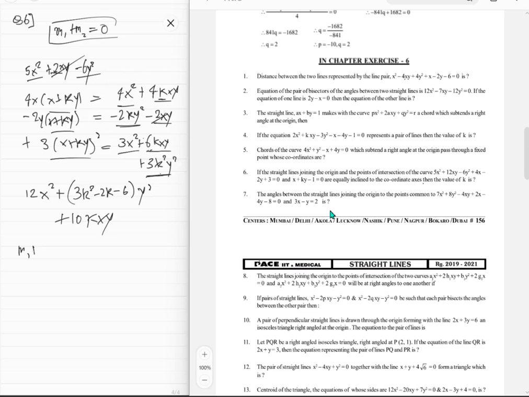And now we know that m1 plus m2 is just 10k upon 3k squared minus 2k minus 6. Granted, this is not 0. If this was 0, then it would be very weird.